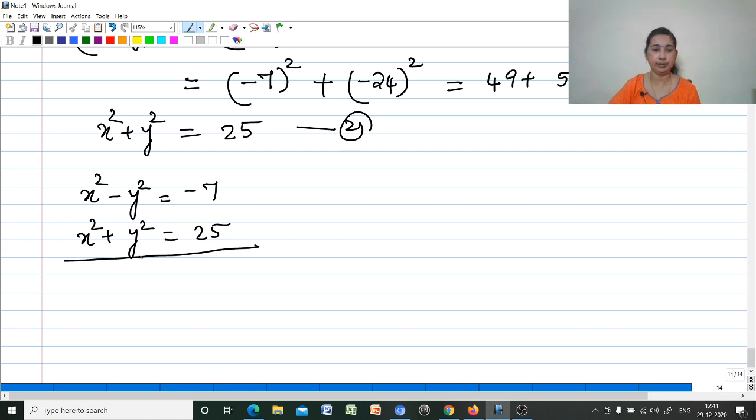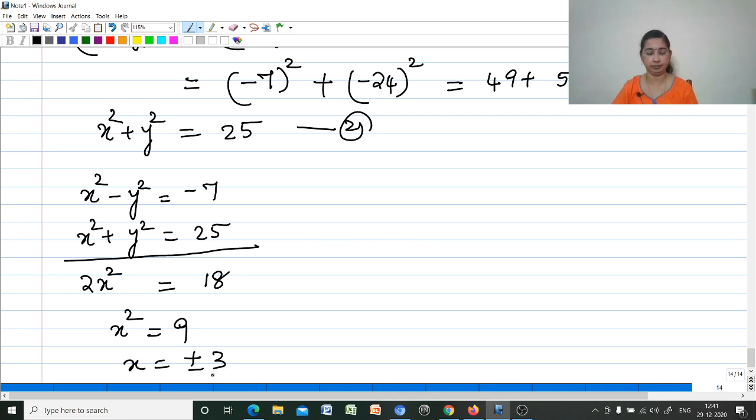Adding these two, y square will be cancelled and we get 2x square is equal to 25 minus 7. How much is 25 minus 7? That is 18. So x square is equal to 18 by 2, which is 9. Taking the square root, we get x equal to plus or minus 3. Now substituting this in any of these equations, we can substitute in the second one, x square plus y square equal to 25. We'll get y square as 25 minus 9, which is 16, or y is equal to plus or minus 4.